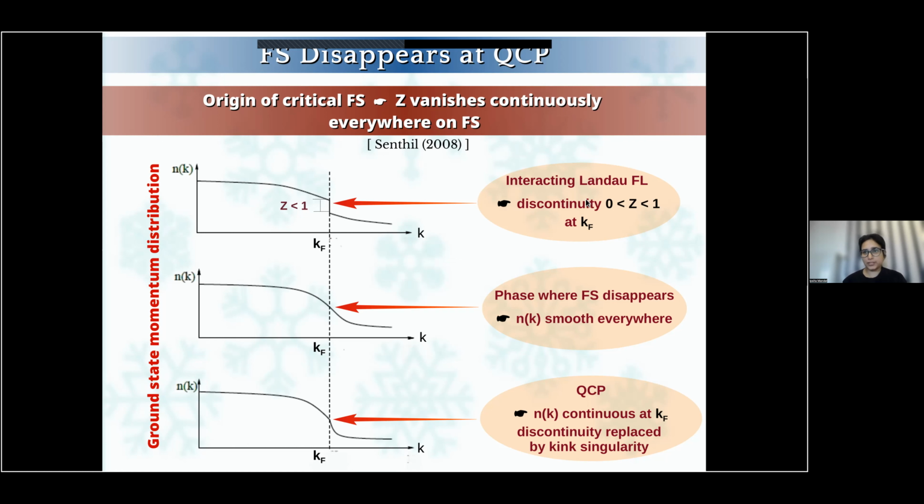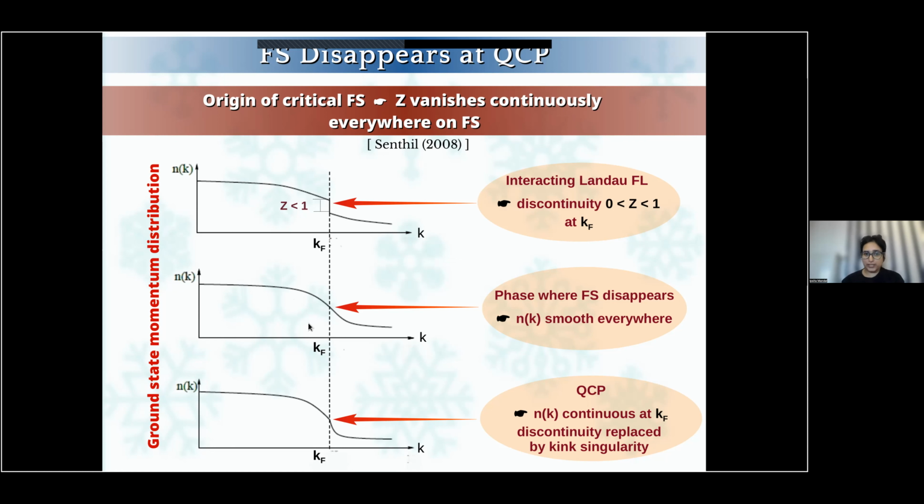Now, the first picture refers to a well-defined interacting Landau Fermi liquid, and therefore there is a discontinuity, which is equal to Z, and the location of the discontinuity identifies the location of the Fermi surface. This also identifies the Fermi momentum kf. Now, let us imagine that we have transitioned to another phase, in the second diagram, where this Fermi liquid has been completely destroyed. So in this phase, N of k is smooth everywhere. There is no discontinuity and no notion of Fermi surface or Fermi momentum.